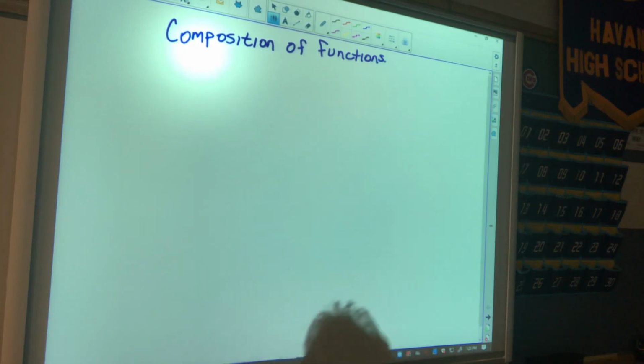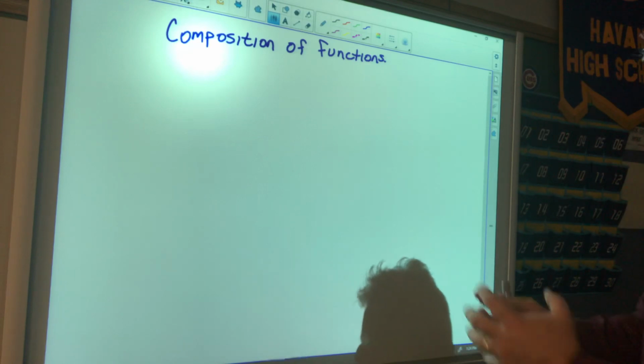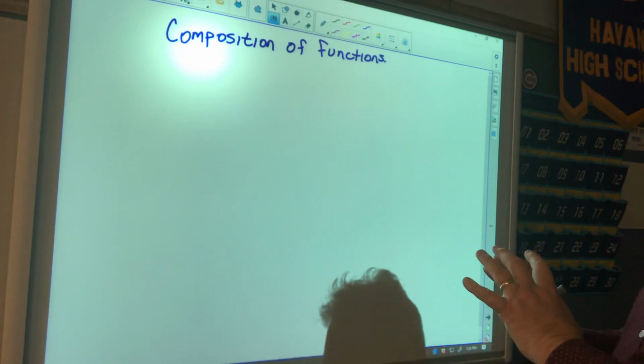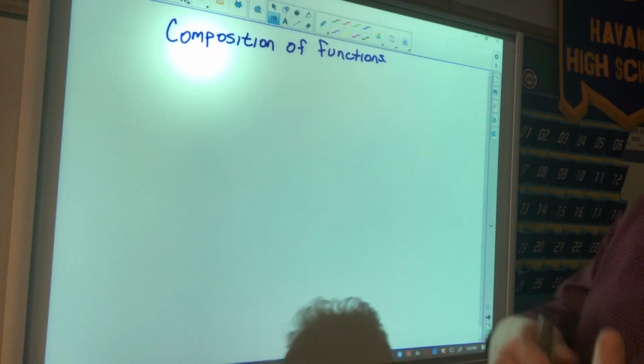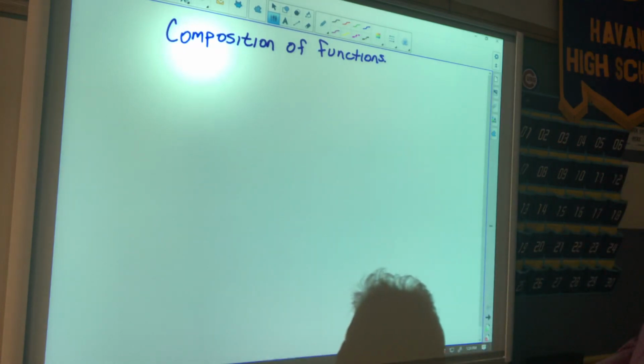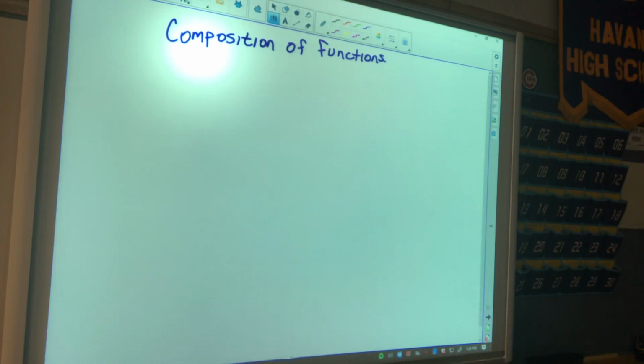Now we're going to talk about composition of functions. This can be a little bit more complicated than adding and subtracting or multiplying and dividing functions, because sometimes we're going to take one function and put it into another function to come up with a third function. Let's take a look at what this might look like.